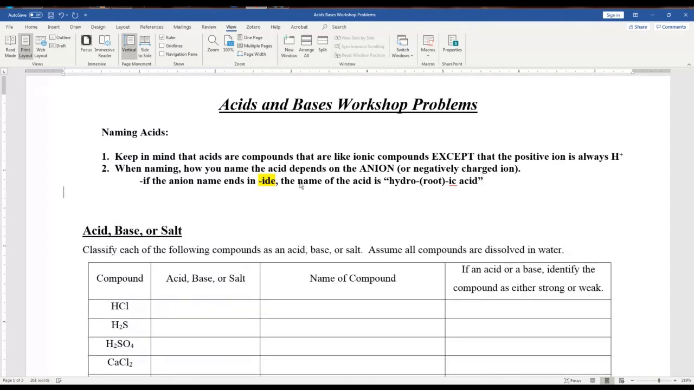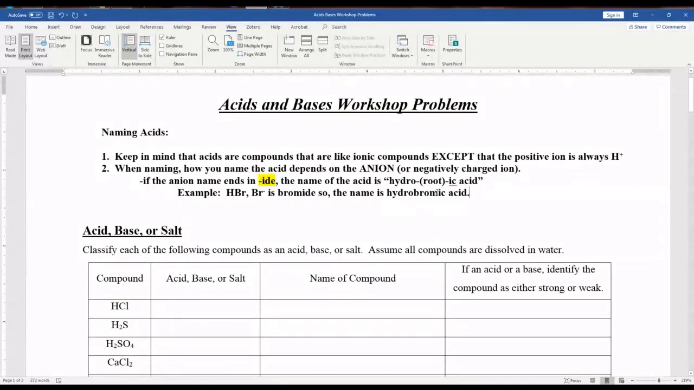And so what's an example? An example of this would be HBr. Well, hydrobromide. Yeah, so Br minus is bromide. So the name is hydrobromic acid.